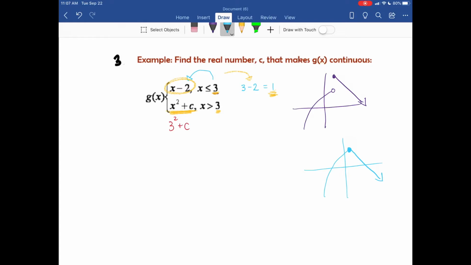So if I were to plug in 3, I get here 3 squared plus c. And what do I want that to equal? Well, I want it to equal 1. I want those two y values to meet at the same place. So then that leaves us with 9 plus c equals 1. So I want c to be -8. And I hope that is clear to you, because if I were to plug in -8 into x squared plus c, and then plug in that value of 3, that leaves me with 1. And look at that. Where one ends, the other begins right at that point.